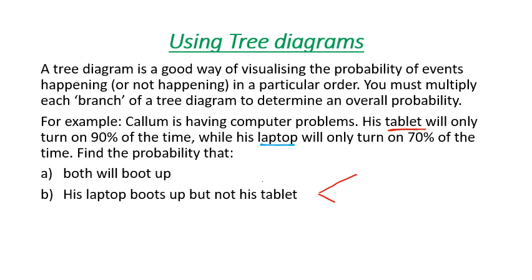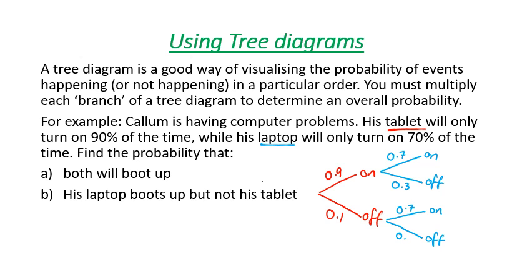First thing I'm going to do, the tablet on or off. There is a 90% chance, so 0.9 probability the tablet turns on, which means there's a 0.1 probability that it doesn't turn on, so it stays off. Once he's determined that, the laptop then has a 0.7 probability of turning on and a 0.3 probability of turning off. So I've just turned my percentages into decimals. Whether the tablet turns on or off is irrelevant because the probability for the laptop stays the same.